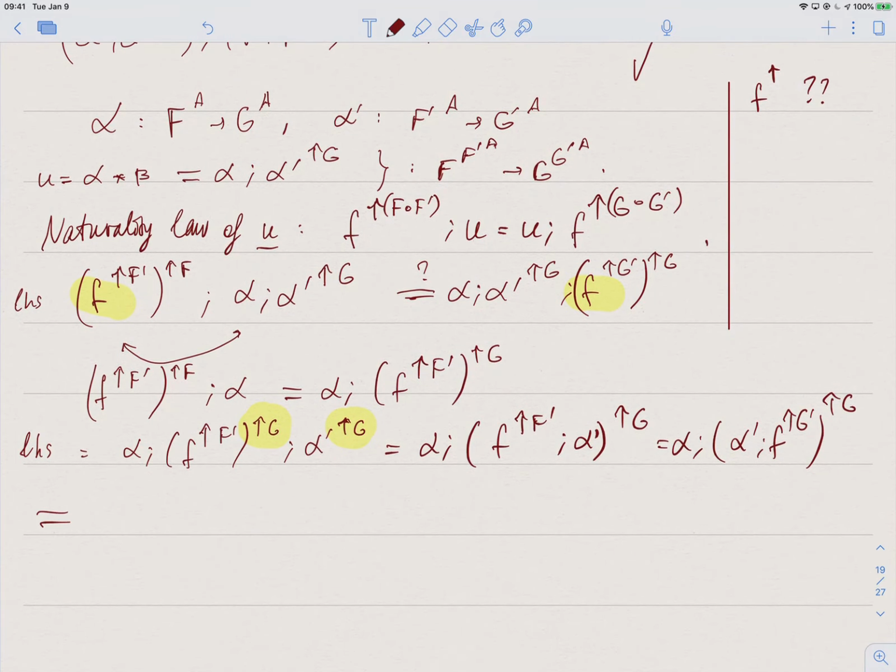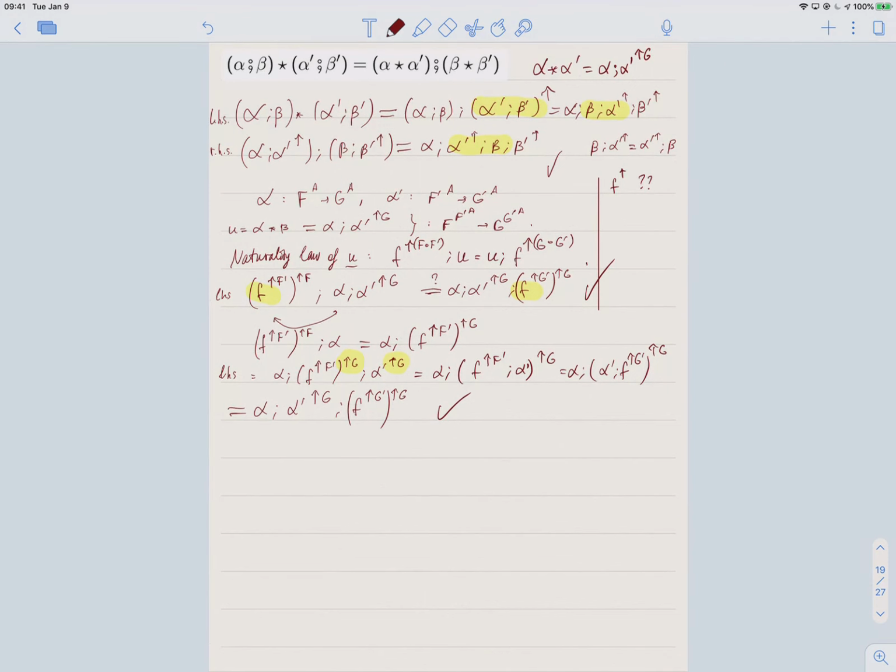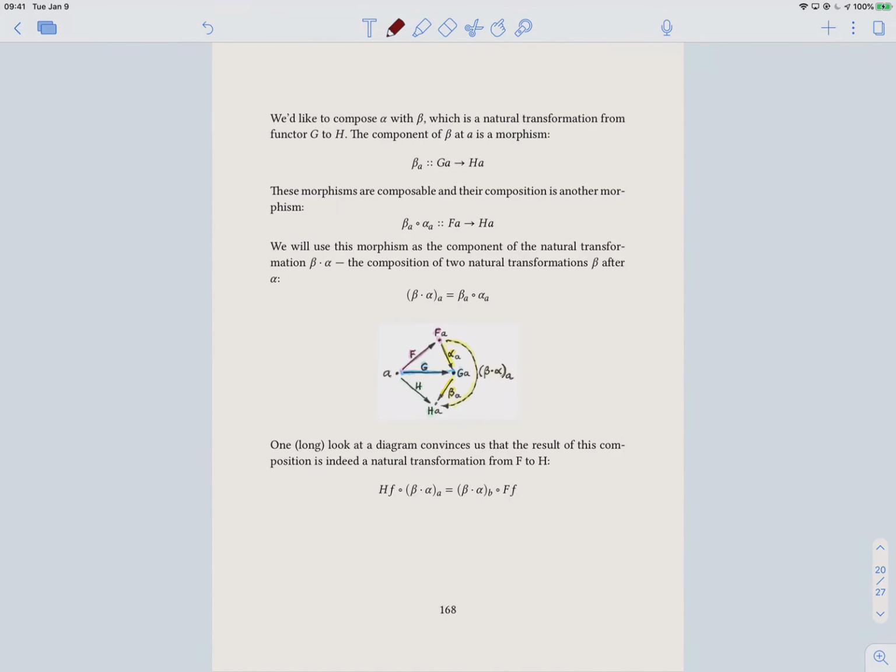So let me expand the composition. So alpha prime lifted to g, f lifted to g prime lifted to g. So that's exactly the same as I wanted to show. So in this way you use naturality laws and you prove different properties of natural transformations. So let's see what Bartosz Milewski's book says about that.